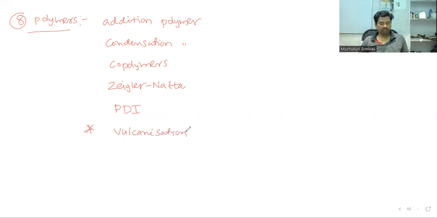Vulcanization of rubber. Next one, important one, what is a biodegradable polymer? This chapter is more important for 2 marks questions, biodegradable polymer. The next important one, what is PHBV, polyhydroxybutyrate-co-beta-hydroxyvalerate? What is PHBV and what are its monomers? Enough from this chapter.